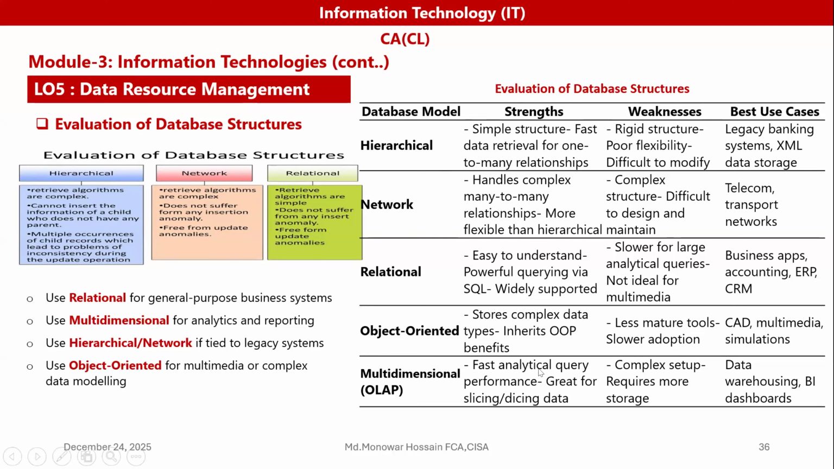So, what are the strengths of the hierarchical data model? The strength is a simple structure; data is retrieved easily for one-to-many relations. But the negative is poor flexibility, and it is difficult to modify. That means it is fixed, as in legacy banking systems, data storage, etc. And the network database model handles complex many-to-many relationships and is more flexible than hierarchical, but it has a complex structure, difficult to design and maintain. For example, telecom, transport networks, etc.